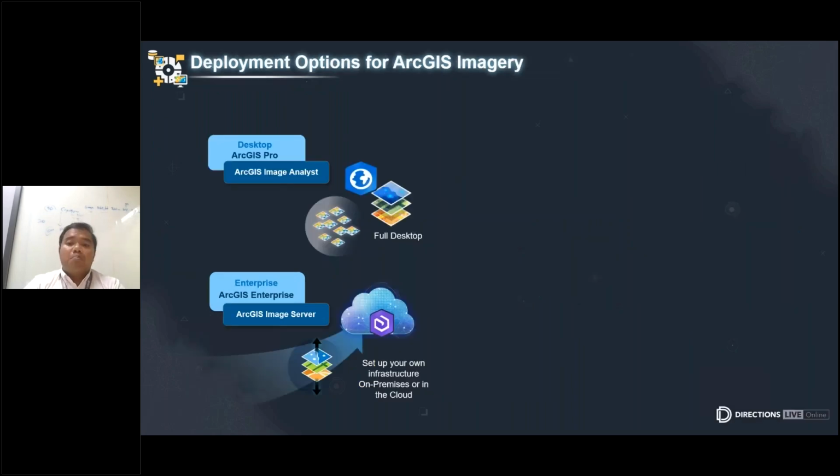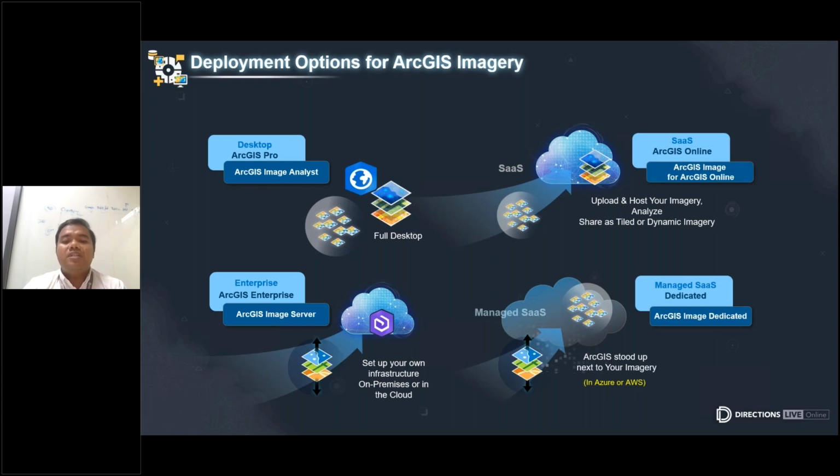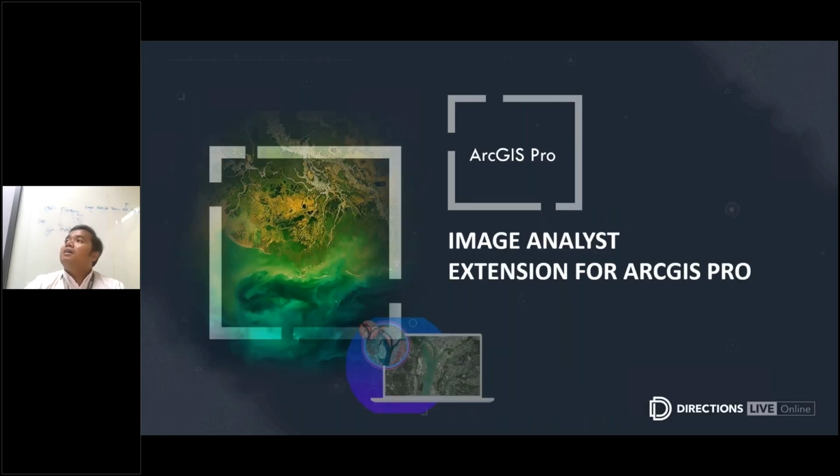So most of you are familiar with the current deployment of ArcGIS Image, right? So ArcGIS Image Analyst is for ArcGIS Pro and ArcGIS Image Server for ArcGIS Enterprise. And today, we'll be introducing you to a new SaaS and managed SaaS deployment, which is ArcGIS Image for ArcGIS Online and ArcGIS Image Dedicated. Okay, we will go through the deployments of ArcGIS Image one by one, starting with ArcGIS Pro.